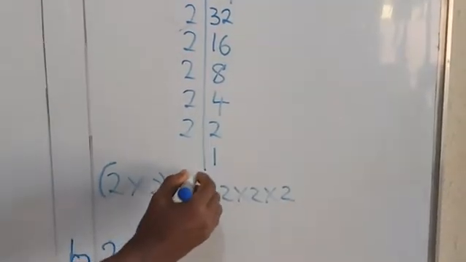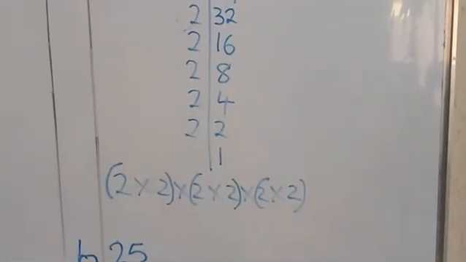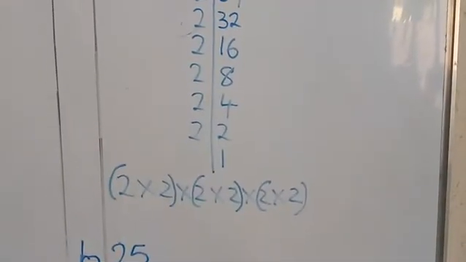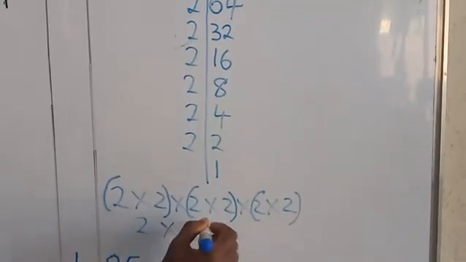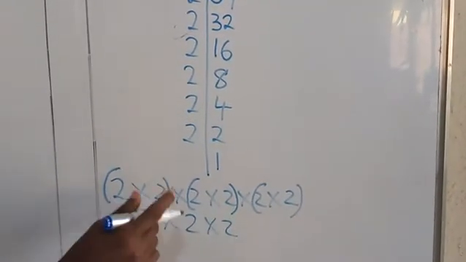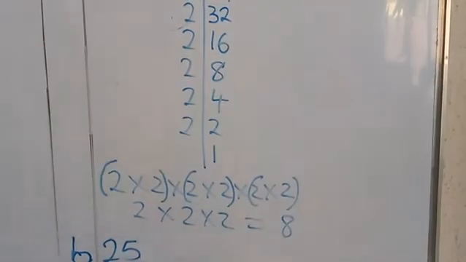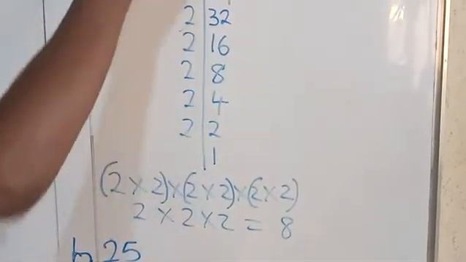Pairing them means putting them in brackets of 2's. After pairing them, we pick 1 out of each pair. 1 out of each pair. So out of this, we pick 1, times we pick 1, and here we pick 1. So what is our answer? 2 times 2, 4. 4 times 2, 8. 8 here is the square root of 64, and we have just solved it using prime factors.